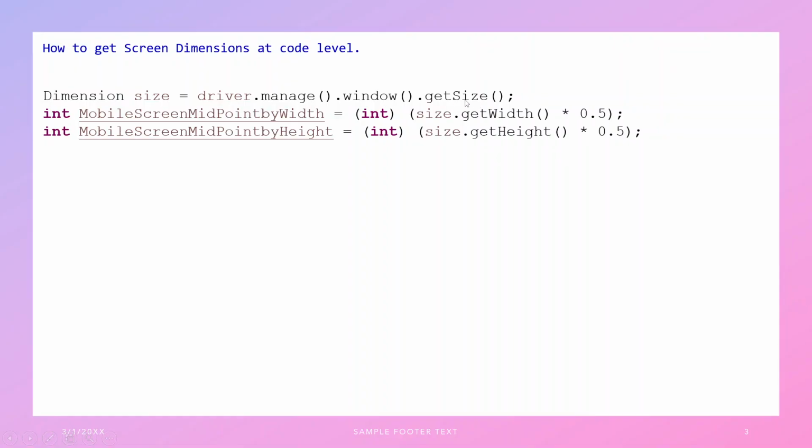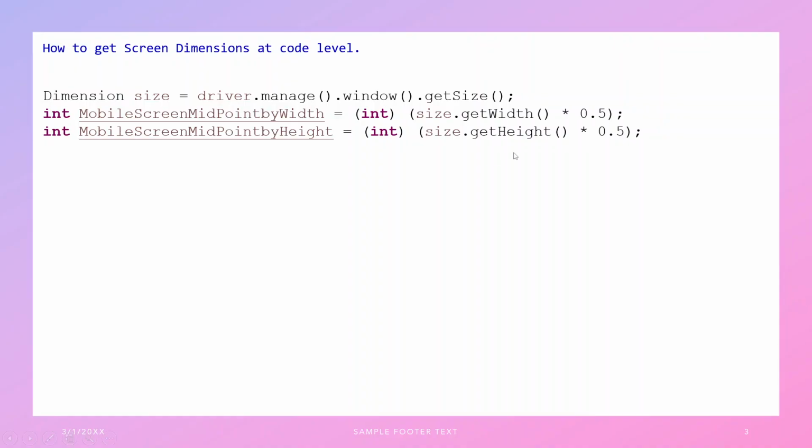By this method we'll get the width and height of the mobile screen. Here we are using one class called Dimension, and this is the variable name. I want the center, the mobile screen midpoint by width, meaning I want to calculate the center of the mobile screen.